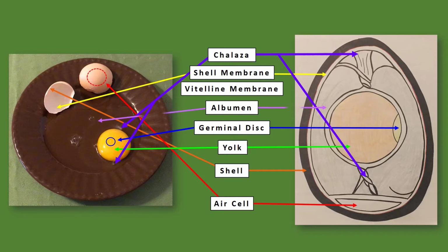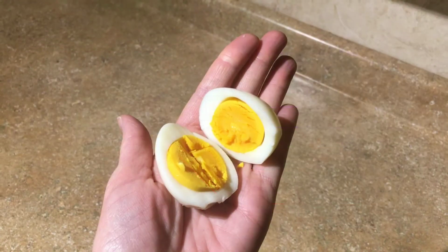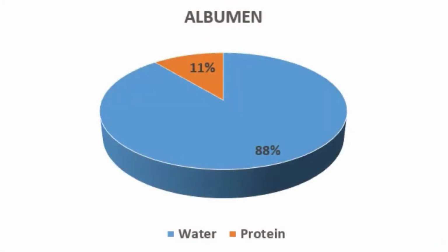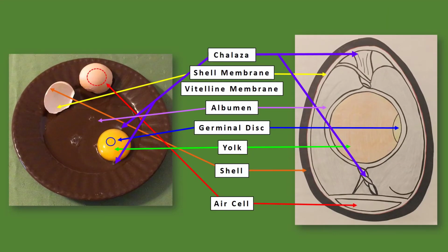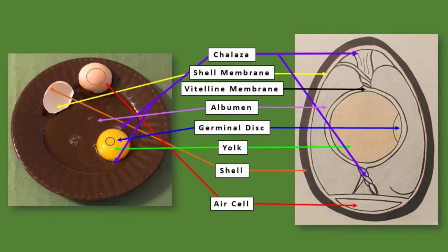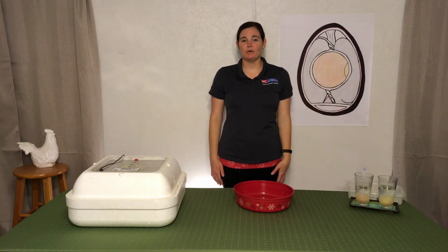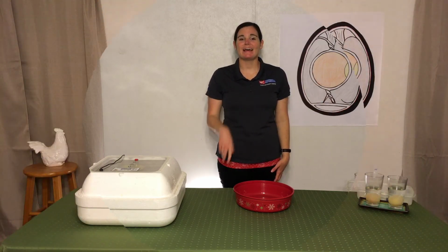Albumin is a combination of the four layers of a whitish, watery substance that surrounds and contains the yolk within the center of the eggshell. It is the white part of a hard-boiled egg and is 88% water and 11% protein. The last part of the egg is the vitelline membrane, which is only present in a fertilized egg. Since the raw egg we are viewing is not fertilized, this part of the egg is not present. Who knew there were so many egg parts? And now, you're an expert in egg parts.